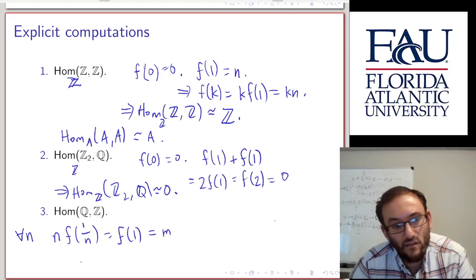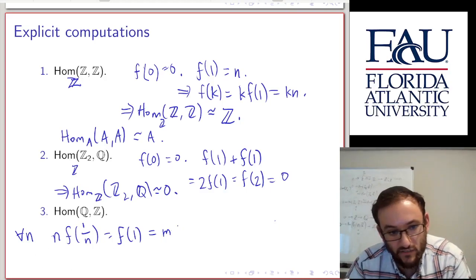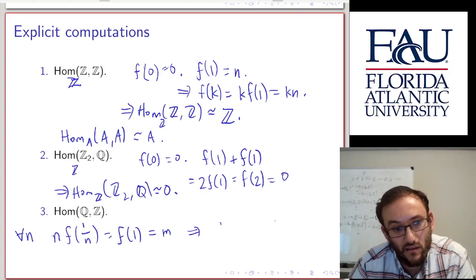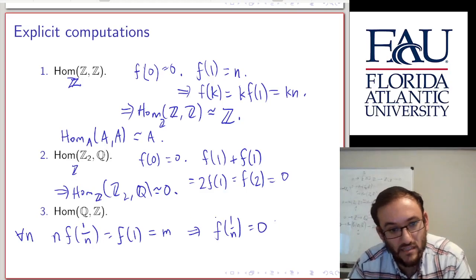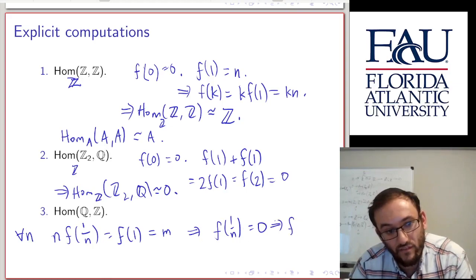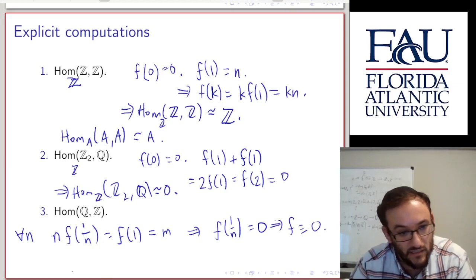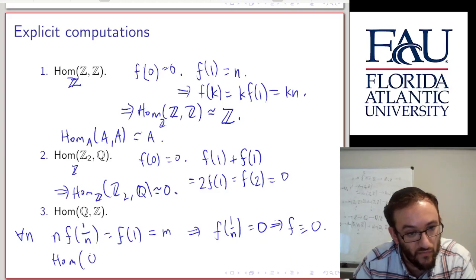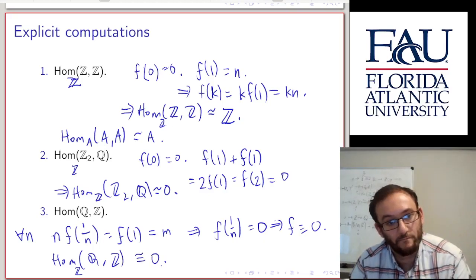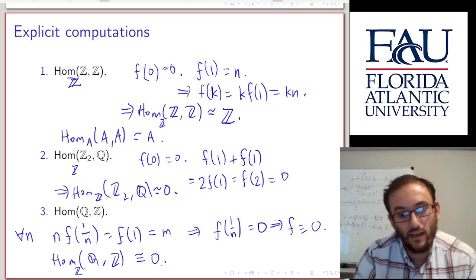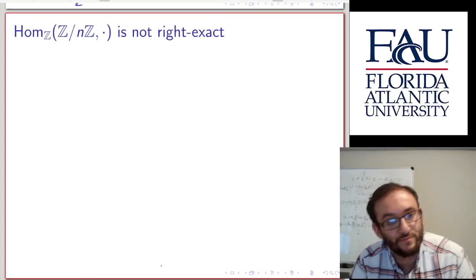Okay, but that means that any integer is going to be a divisor of this integer m, which implies that f of 1 over n must be 0, right? Because that's impossible. But that implies that f of 1 is 0, so f must just be identically 0. So Hom(Q, Z), again as a Z-module, will automatically be 0. Okay, so we had one non-zero Hom module and two zero Hom modules.